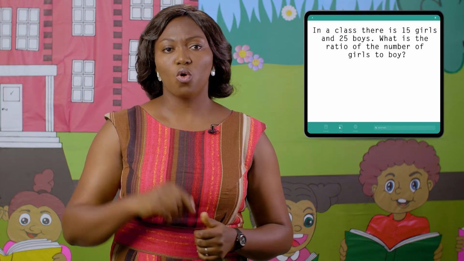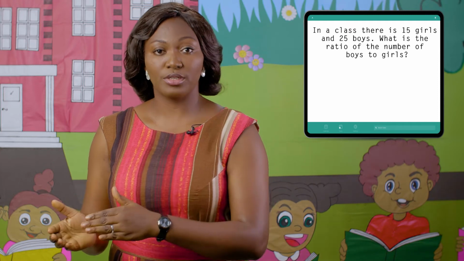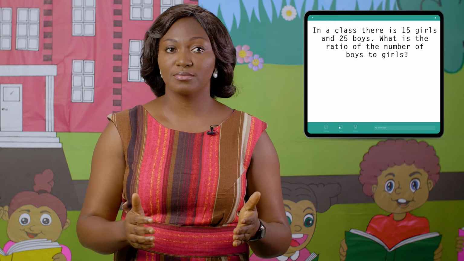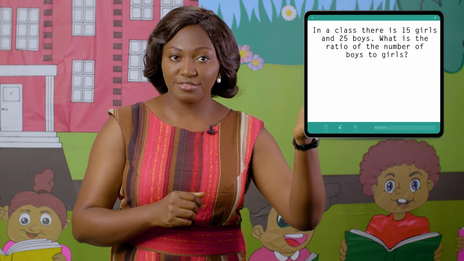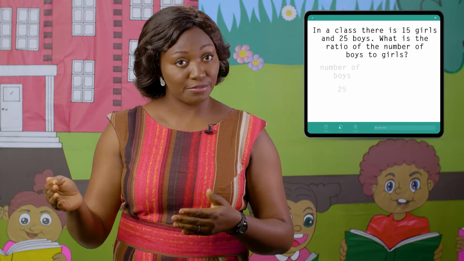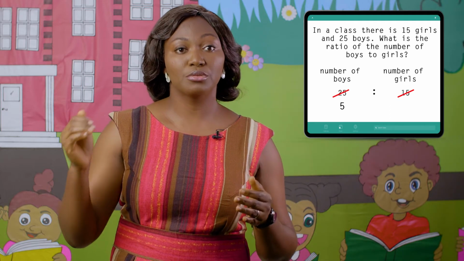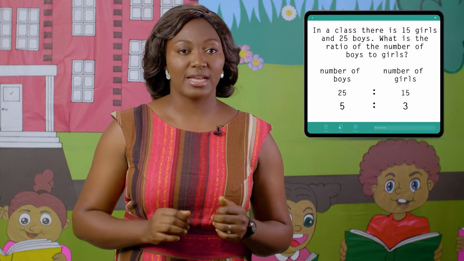Second question, what is the ratio of boys to girls? This time around, the boys come first. So we have 25:15. Simplify, you have 5:3. It's as simple as that.